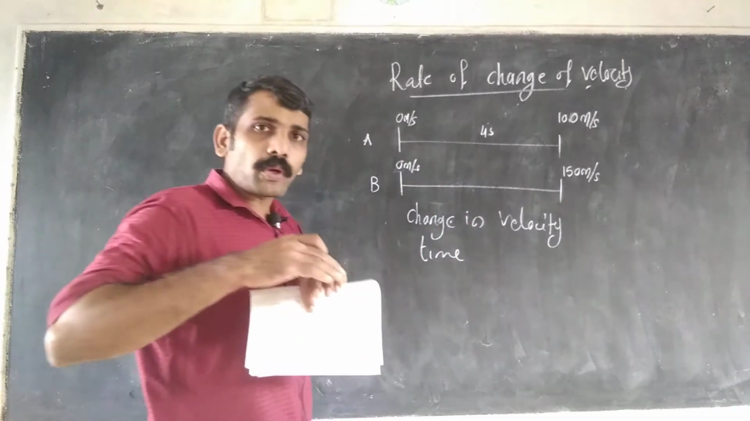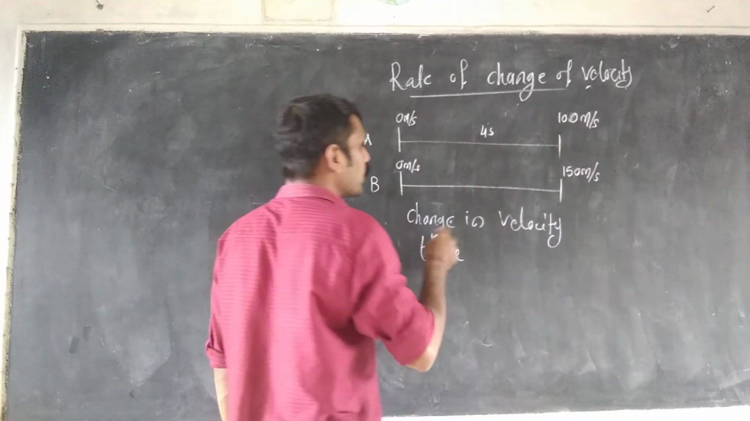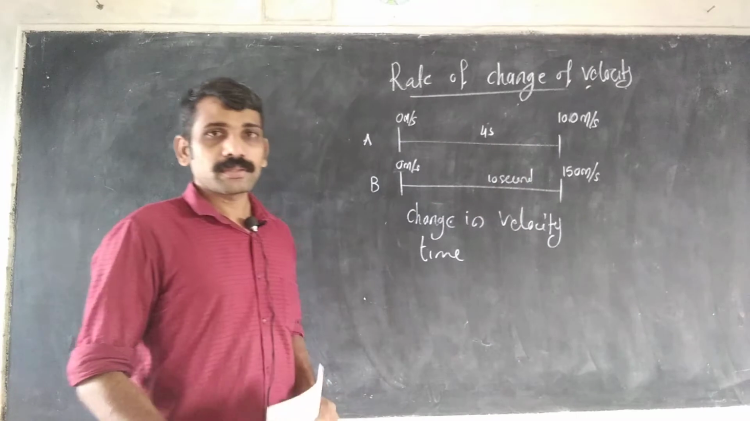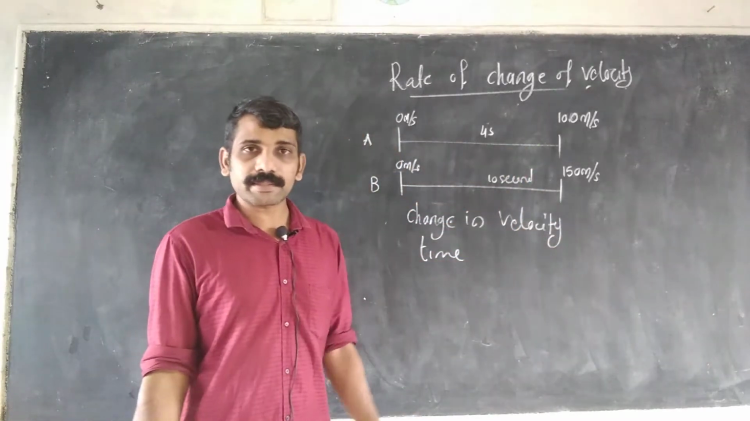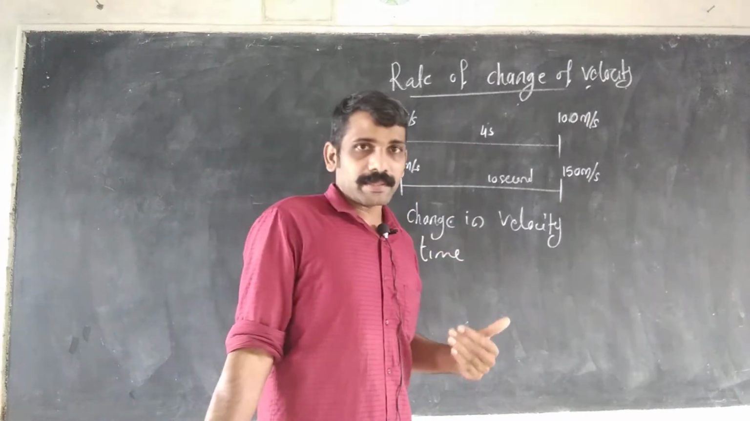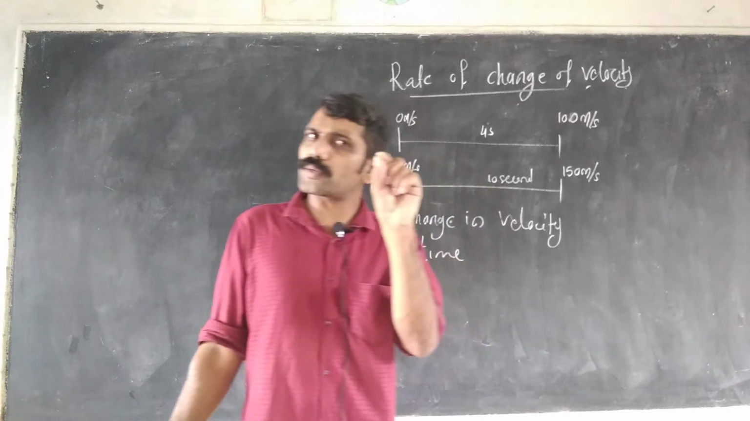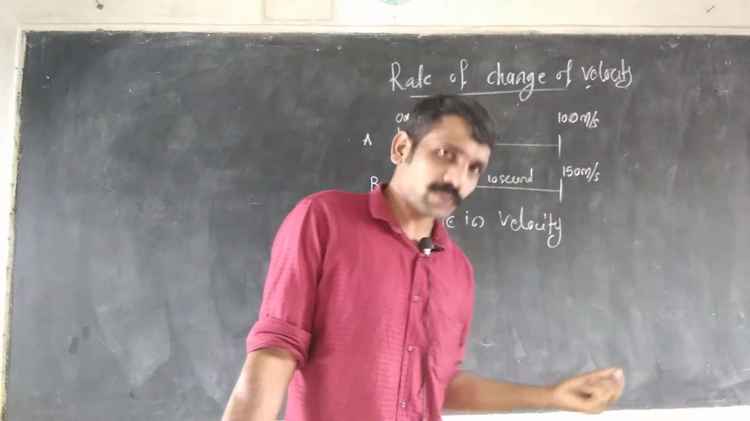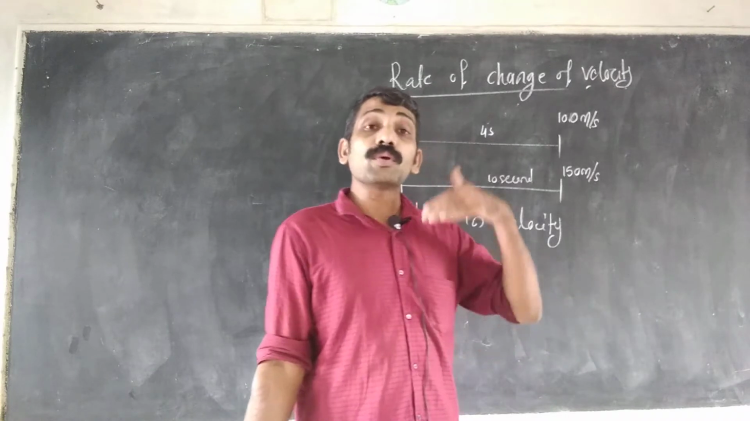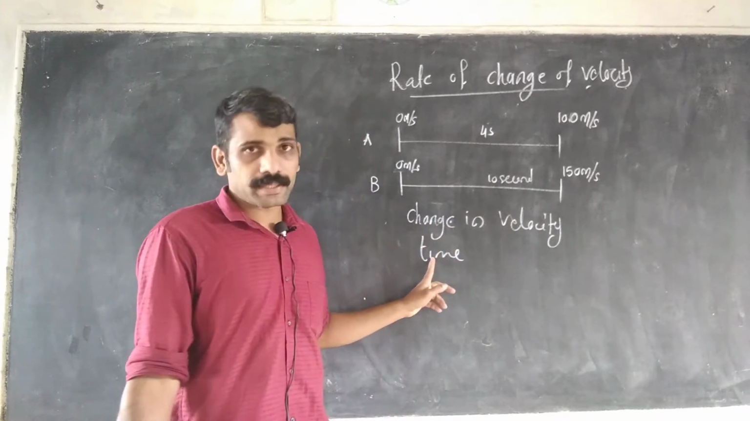Suppose the velocity of object B is increased to 150 in 10 seconds. Who changes fast and who changes slowly? Again it will be difficult. In order to find rate of change of velocity, or who changes fastly and who changes slowly, we need two quantities. One is change in velocity, another is time.